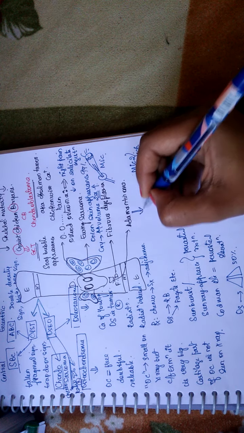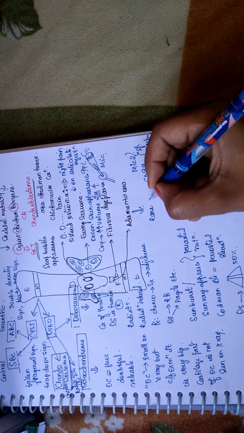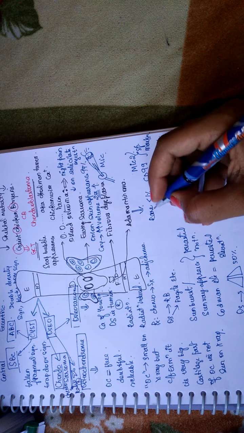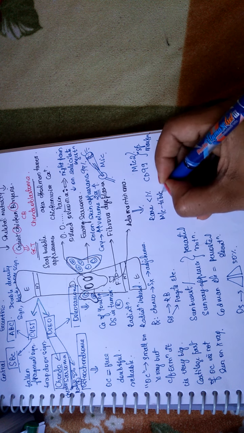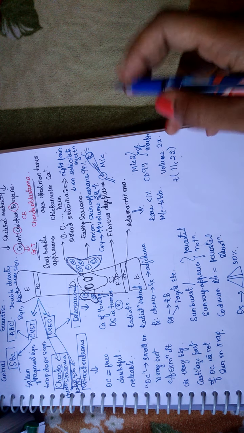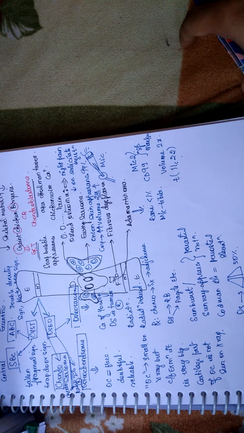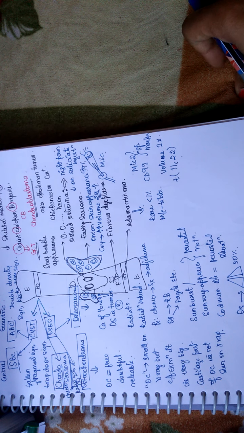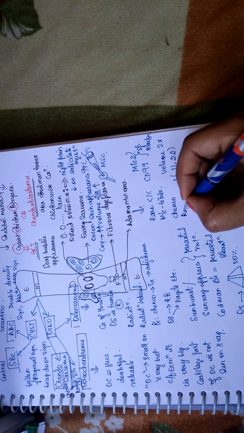Coming to adamantinoma. Adamantinoma is a very rare tumor, like less than 1% will get. And adamantinoma is most common in tibia. Remember friends, adamantinoma is different from ameloblastoma. Ameloblastoma, its most common site is mandible, whereas adamantinoma's most common site is tibia. It is also chemo and radio resistant.